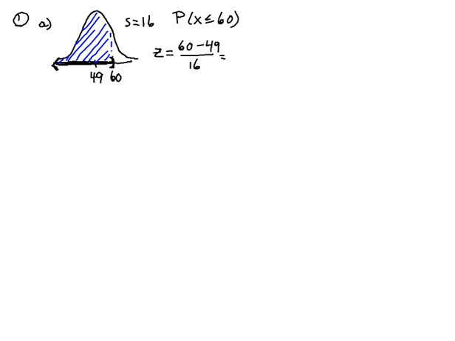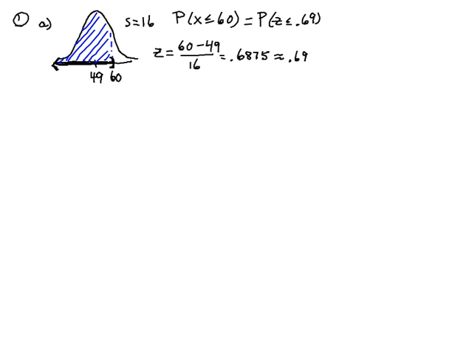and that turns out to be 0.6875, or approximately 0.69. So the probability that x is less than or equal to 60 will be the probability that the z-score from the table is less than or equal to 0.69. So to find that, I'm going to look up the z-score of 0.69. It's in the positive value table.